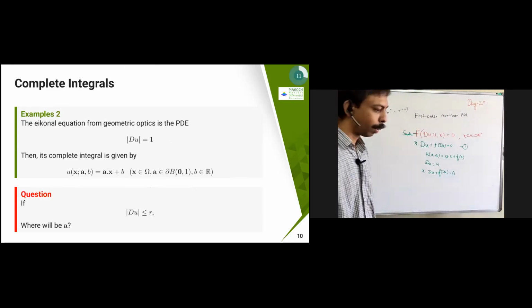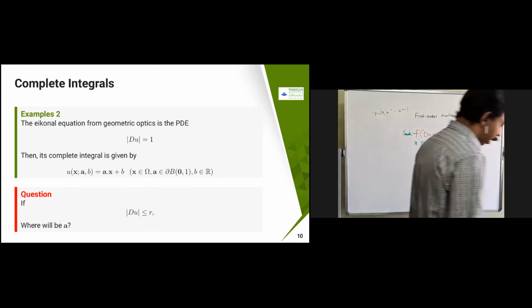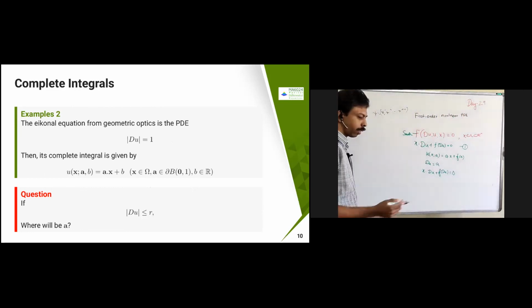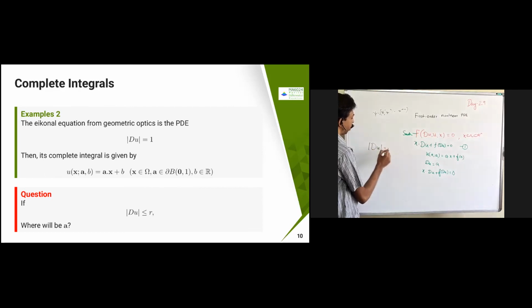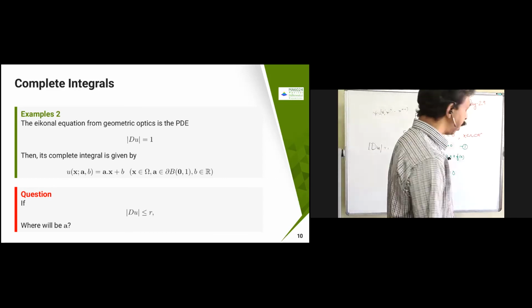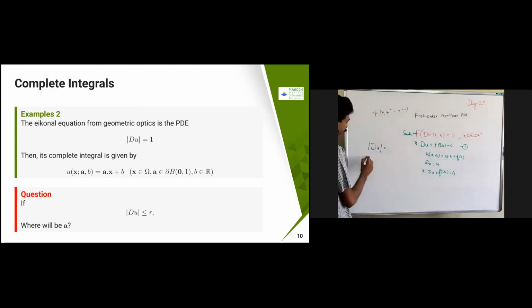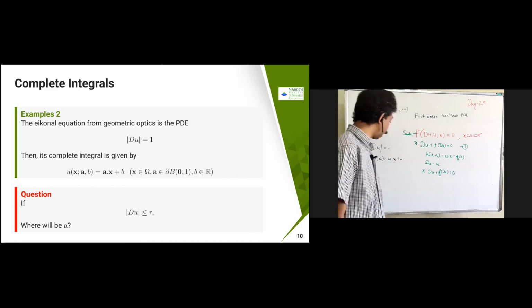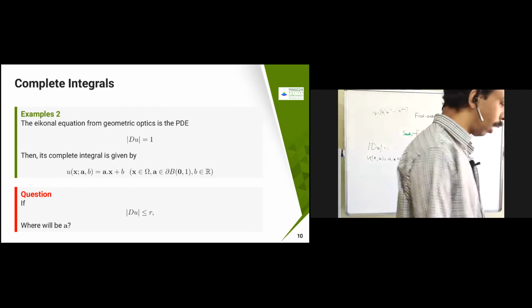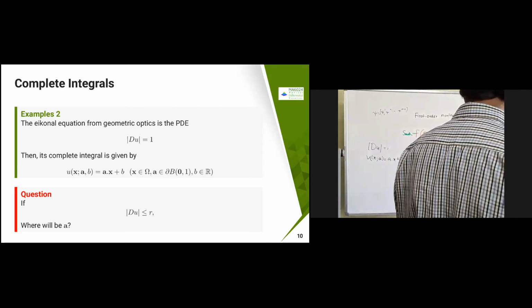Now the second example, this is the Eikonal equation. The Eikonal equation comes up in geometric optics. The Eikonal equation is this one: |Du| equal to 1, meaning the square root of u_x1 squared plus u_x2 squared etc. Then its complete integral is given in this way: u of x; a equal to, what are we going to take? We are going to take a · x plus b. How do we get this one? We'll come to that once we solve the calculation method, etc. We can generalize the same thing, or Jacobi's method we can generalize. So a · x plus b.